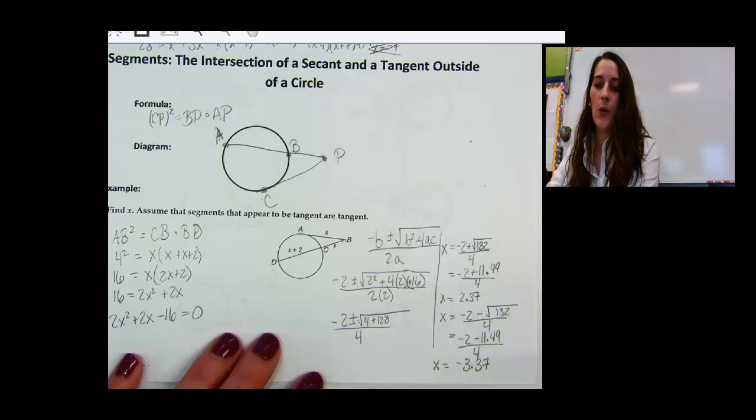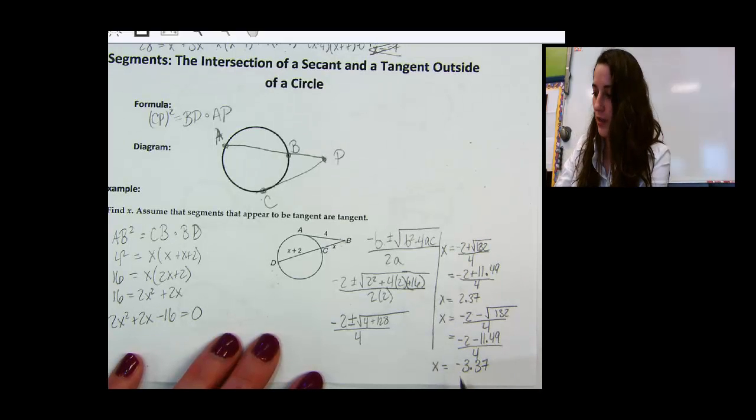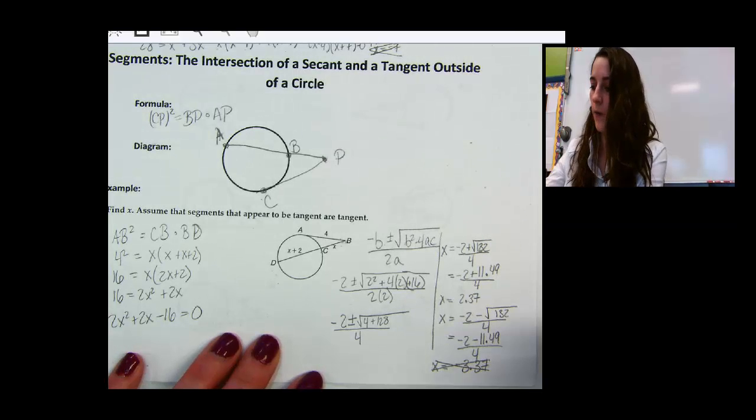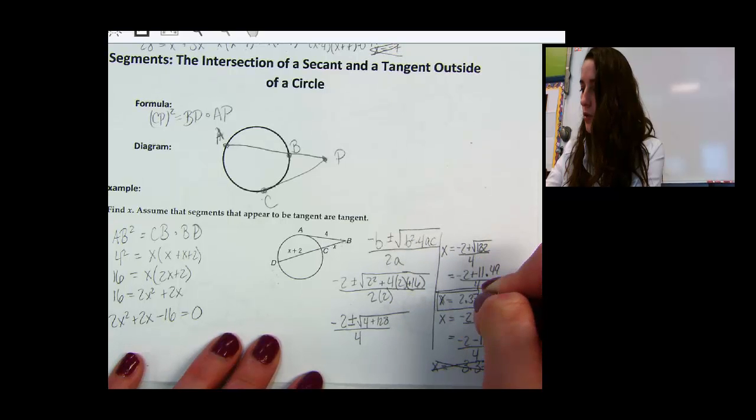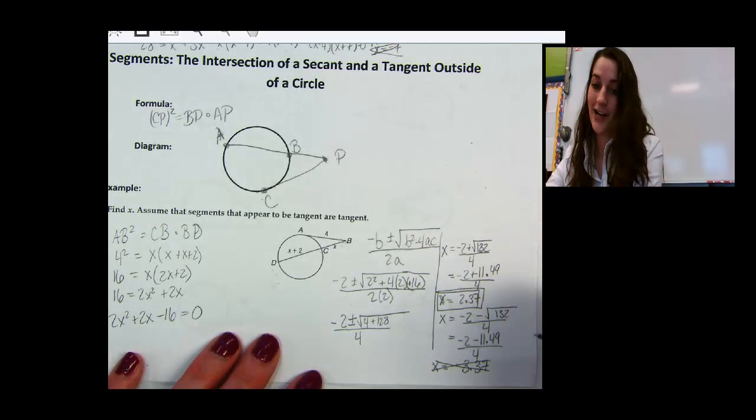So once again, we can't have a negative length. We know CB is going to be x. So negative 3.37 is out. So x equals 2.37 is going to be our answer.